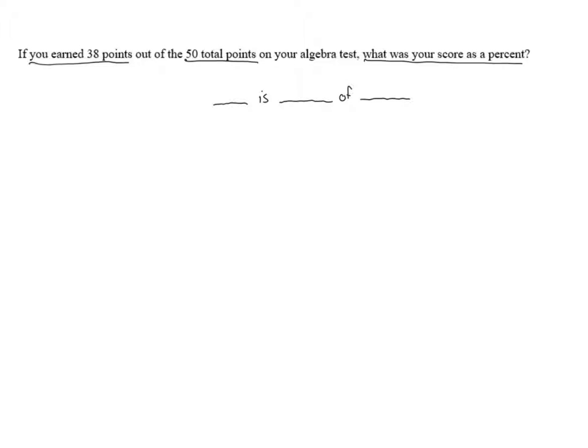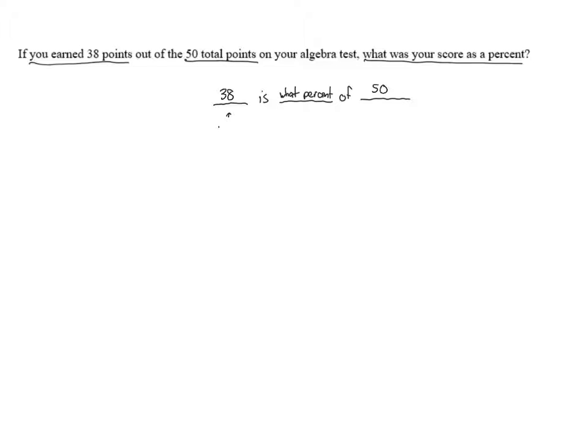Now, because the unknown quantity that we're trying to figure out is the percent that your score was, we're going to put that in the middle, and we don't know what it is, so I'm going to write what percent. And so the other two pieces of information have to go in the other blanks. And so either the problem is asking us 38 is what percent of 50, or they're asking 50 is what percent of 38. And the only one that makes sense is saying 38 is what percent of 50.